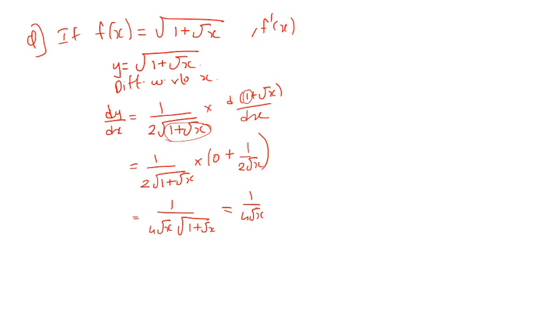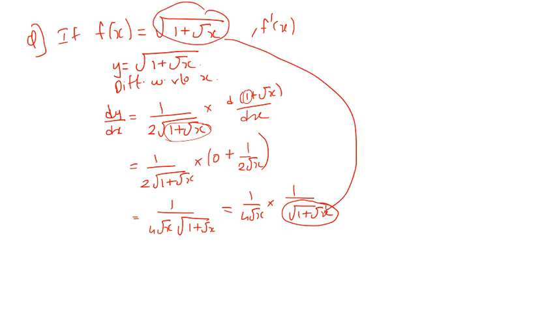Okay, 1 by 4 root x, let it be as it is, and I'm writing 1 by 1 plus root x. Okay, 1 by 1 plus root x. Can I write this 1 plus root x and this 1 plus root x? If you see, both are same, right? So can I write f of x or y? So your final answer will be 1 by 4 root of x into 1 by f of x. This is your final answer.